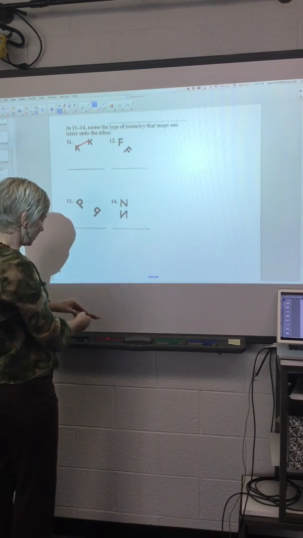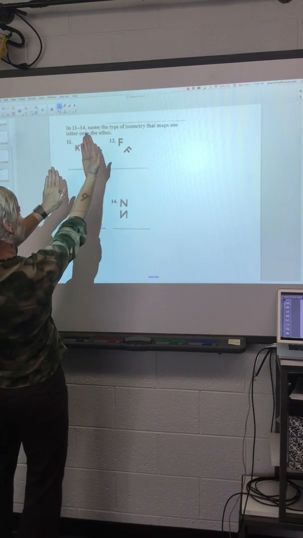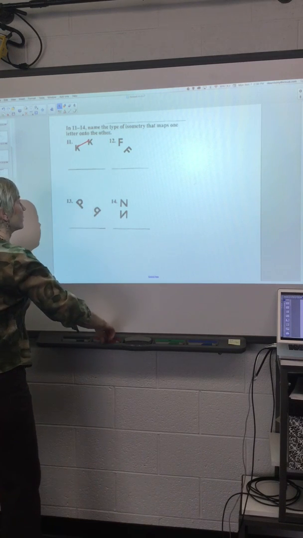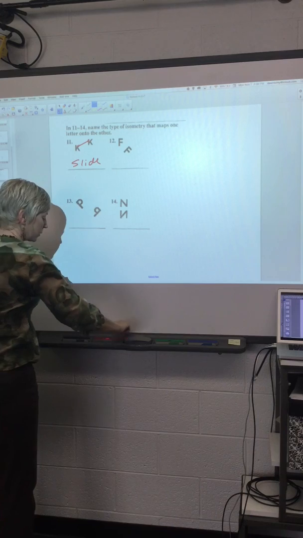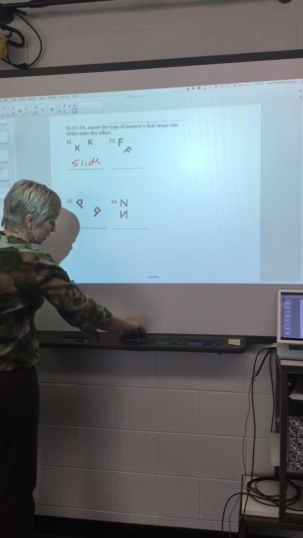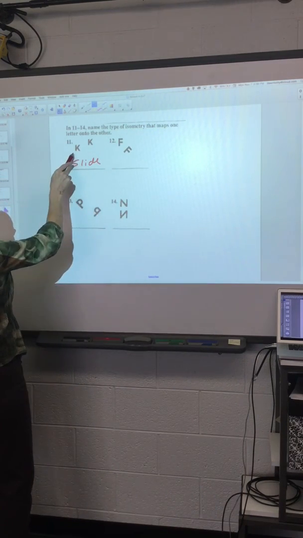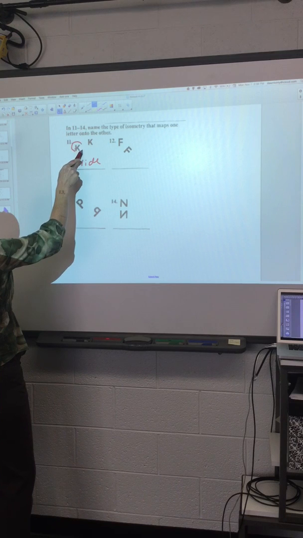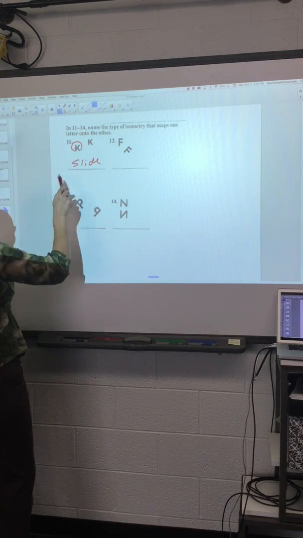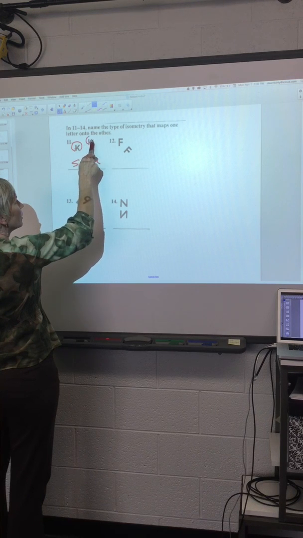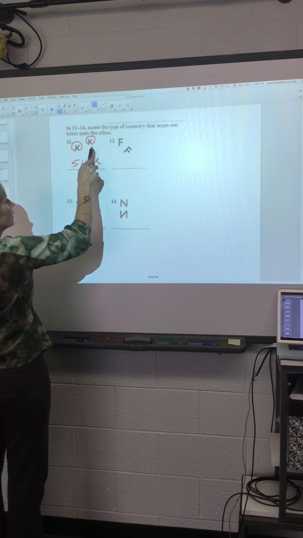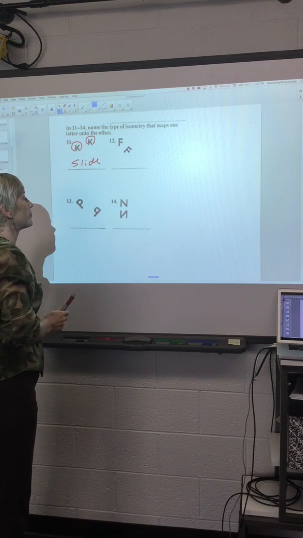Alright, so it's like this. You just do a little slide, okay? And the orientation idea is that it's facing the same direction, okay? So for instance, if I started down here at the bottom of this K, and I went up and around to the little leg, I'd be going clockwise. And over here I do the same thing. If I start at the bottom and I go all the way around to that other little leg, I went the same direction going around.